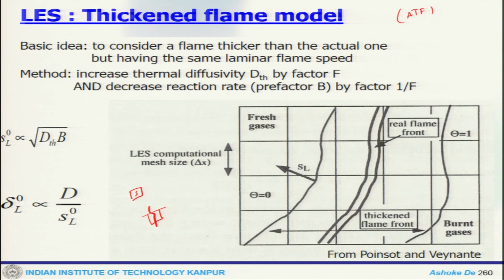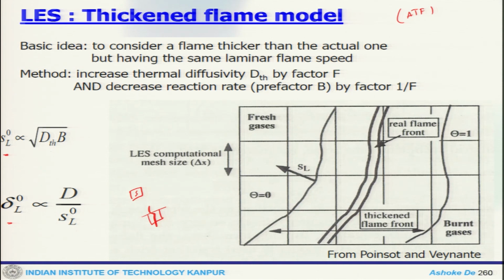So, the whole idea is that if we artificially thicken the flame front, then we would be able to resolve it in the computational grid. Now, the question is how one can artificially thicken the flame front. The idea is that this thickening is done in a way that does not change the basic flame properties like laminar flame speed and flame thickness. The flame thickness is typically the ratio of diffusivity and the flame speed, and flame speed depends on the diffusivity and the reaction rate.